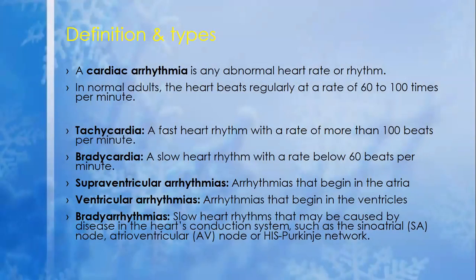There are two types of arrhythmia. One is supraventricular arrhythmia, another is ventricular arrhythmia. Supraventricular arrhythmia is when the arrhythmia begins in the atria. Ventricular arrhythmia is when the arrhythmia begins in the ventricle. Then there are bradyarrhythmias, a slow heart rate rhythm that may be caused by disease in the heart conduction system, such as the SA node, AV node, or His-Purkinje network.